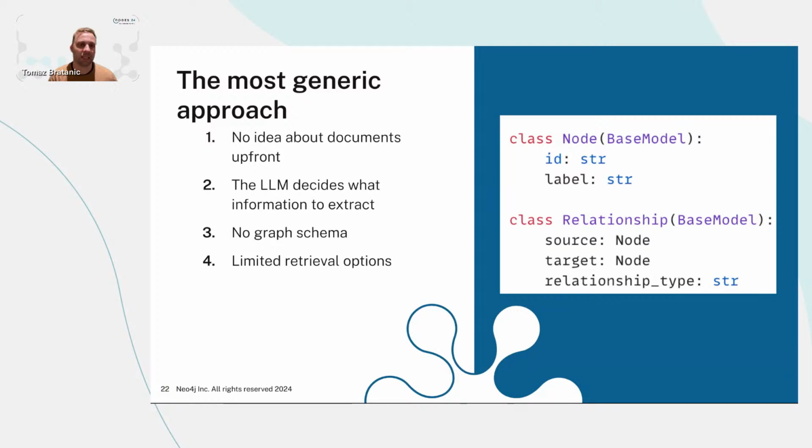So the first one is the most generic approach, where you have no idea about the documents, what's in them, because a very typical scenario that I see is basically your boss gives you 10,000 PDFs and just says, build a chatbot, and you have no idea what's in them. And in that case, you could use the most generic approach. You just say, extract nodes which have ID and labels, and extract the relationships between those nodes, and then you hope for the best, right?